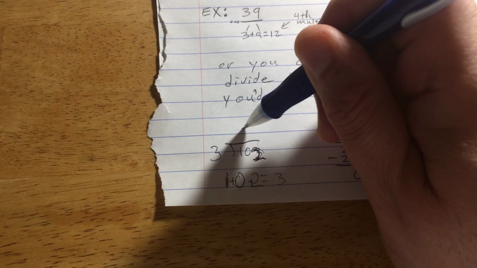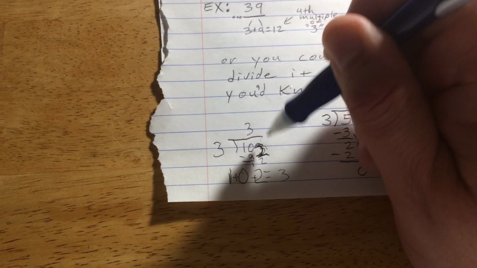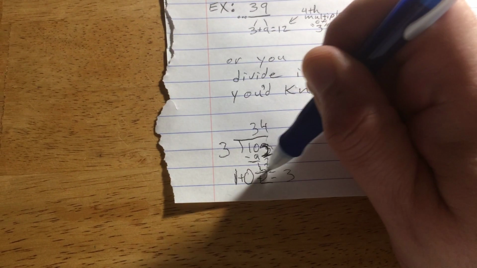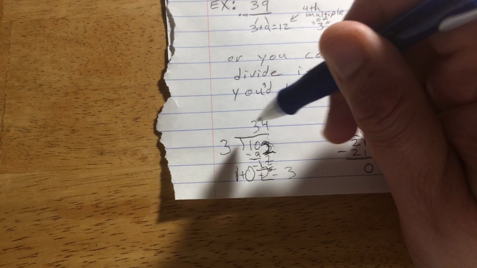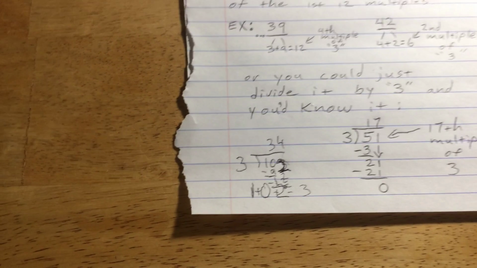3 goes into 10 3 times. 9, subtract, 1, bring down the 2, that's 12. 3 times what? 3 times 4 equals 12. No remainder, 34. So 3 times 34 equals 102. And this will work every time.